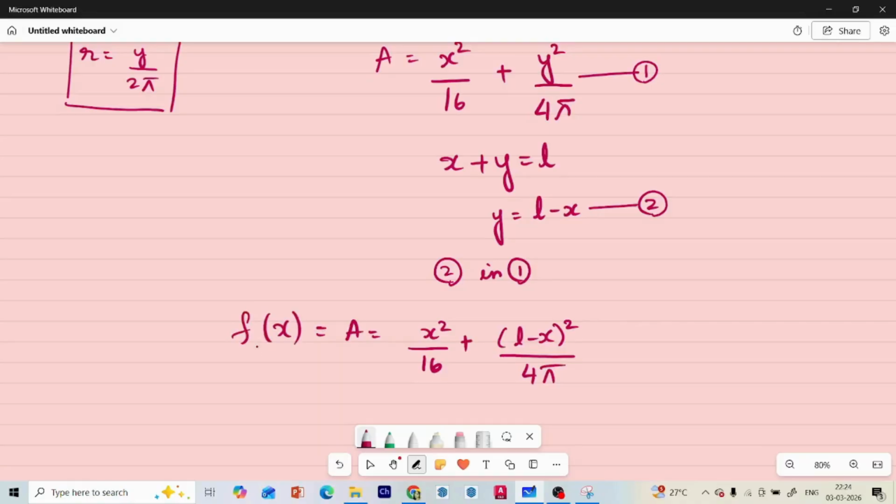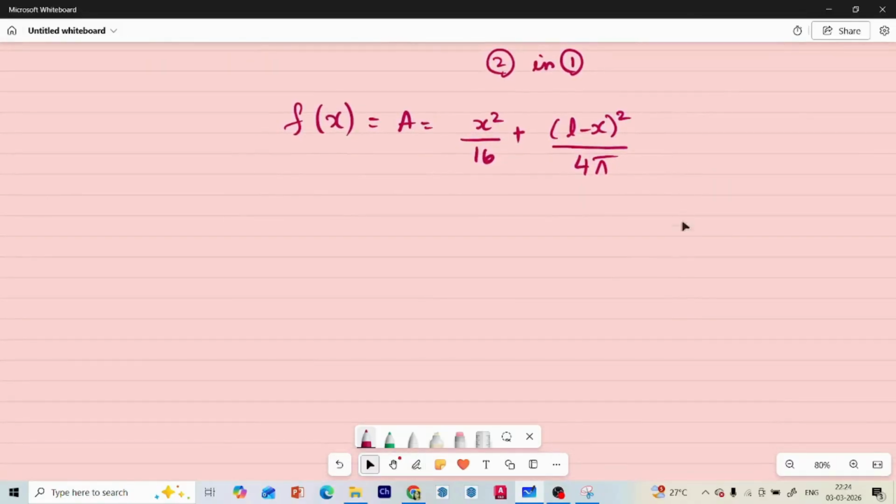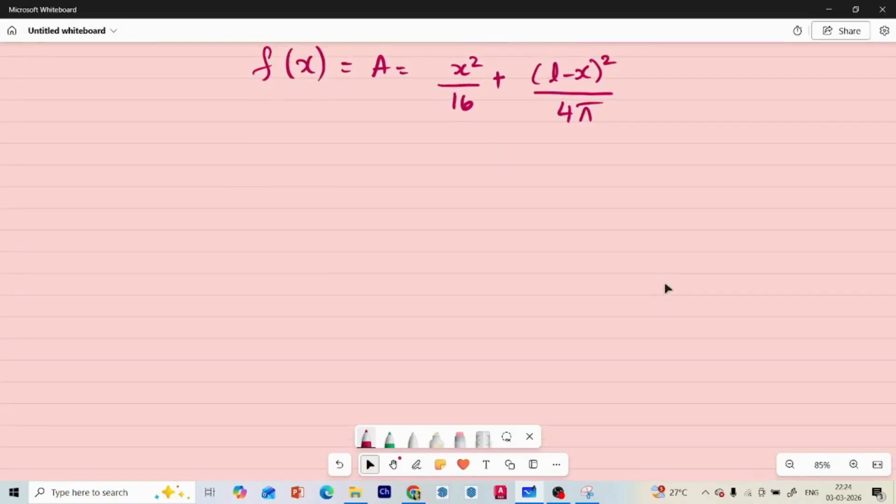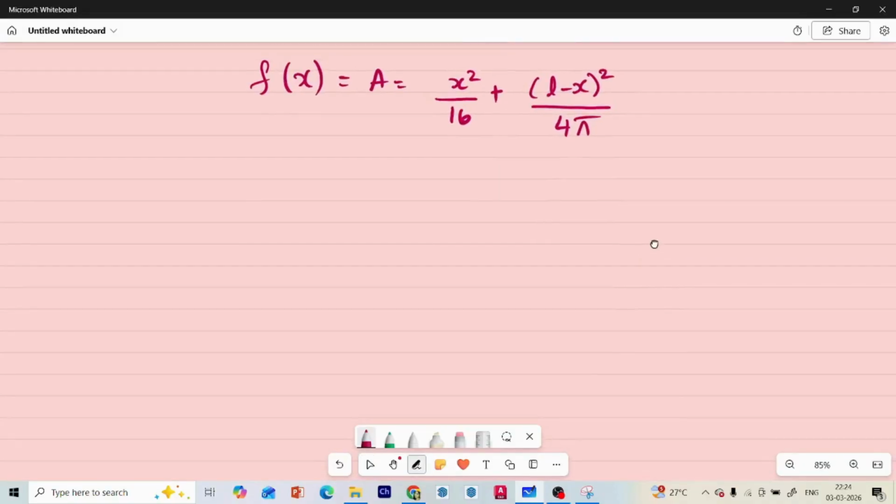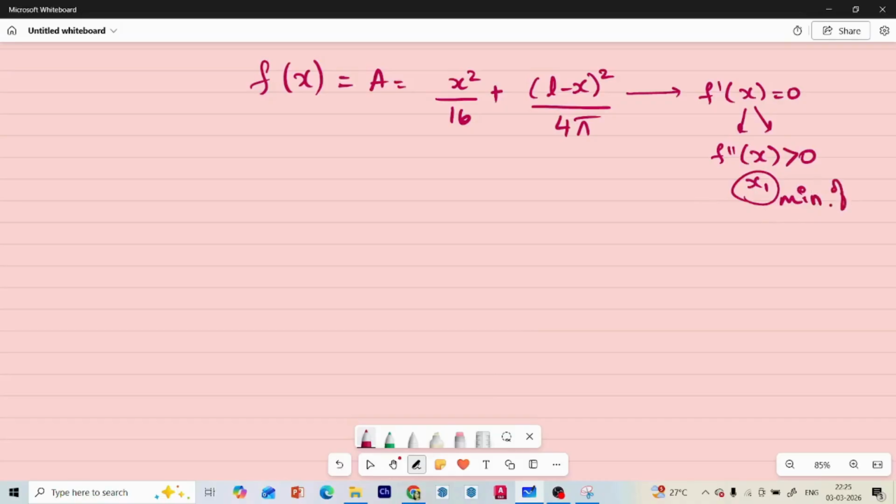Once we have f of x, half the problem is done. We just have to find the value of x for which the sum of the areas is the least. For that we have to find f dash x equal to 0. Then for the values we get, where f double dash x is greater than 0, that x is where it is the minima. They want the minimum of f of x.